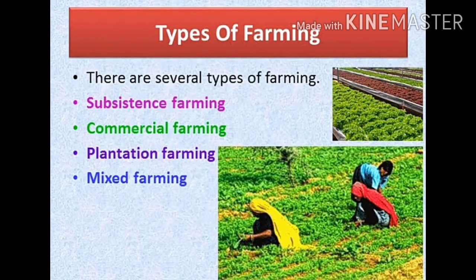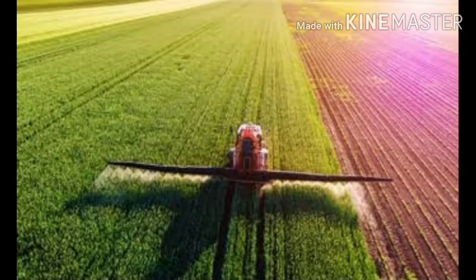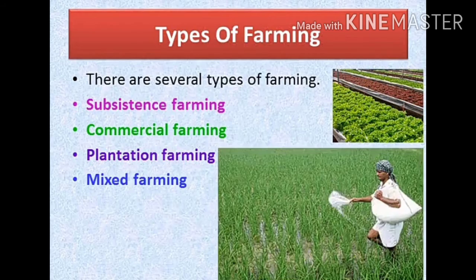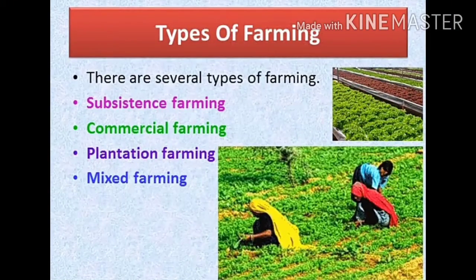Dear children, today we are going to learn about types of farming. There are several types of farming. They are: the first one is subsistence farming, commercial farming, plantation farming, and mixed farming. First one is subsistence farming. Children, subsistence farming is also described as family farming because it meets the needs of the farmer's family.